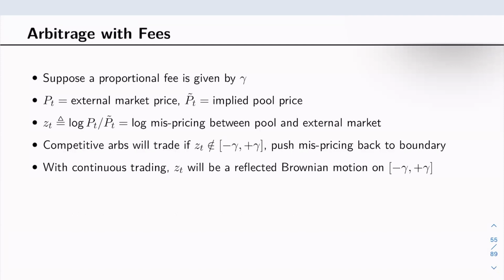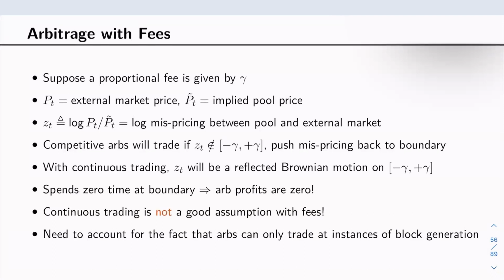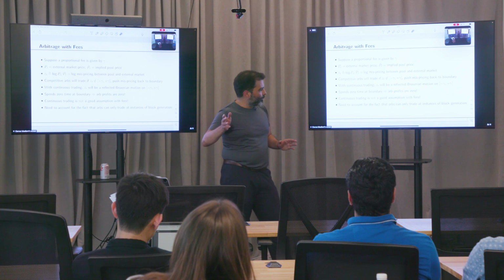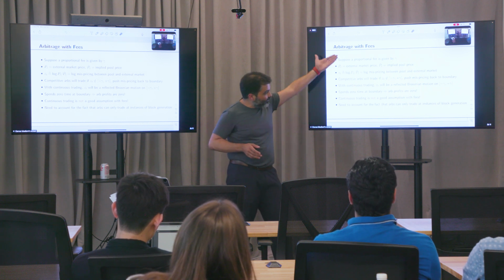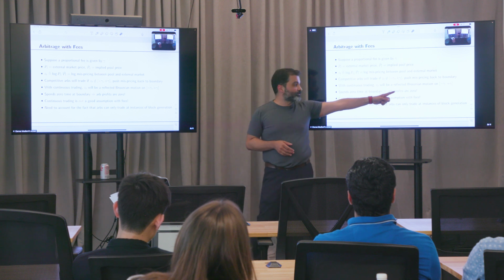And that's actually a problem because if you know a little bit about reflected Brownian motion, if I have reflected Brownian motion on an interval, it spends fraction 0 of its time on the boundaries of the interval. And the boundaries of the interval are the only times that the arbitrageur can make money. I'll show formally a little bit later. In fact, if I write this model above here, the arb profits are 0.